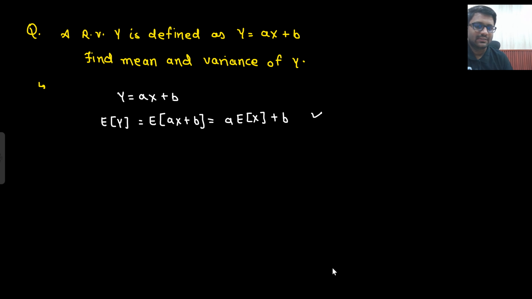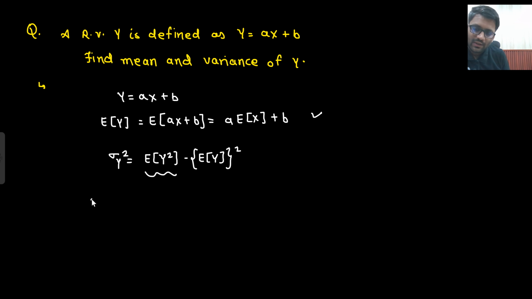So this is the first step: the expectation of y, or mean of y, is equal to a into expectation of x plus b. A constant can come outside, and b is already a constant value, so this will have the expectation of b only, right? What we need to find now is the variance. So variance of y would be equal to what? The mean square value of y minus the square of the expectation of y. The second term we already have; we need to find the first.